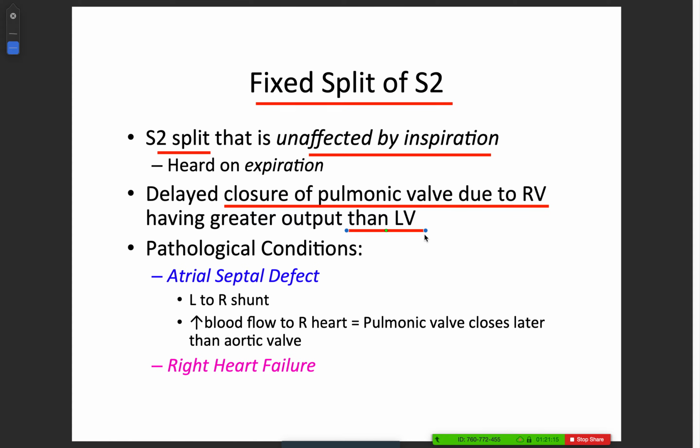So let's think about this. What kind of condition would cause the right side of the heart to have more blood to pump than the left side of the heart? How could that be? You know, blood comes to the right side of the heart, it goes to the lungs, it comes back to the left. How could there be less blood to pump on the left side of the heart? How could that be?